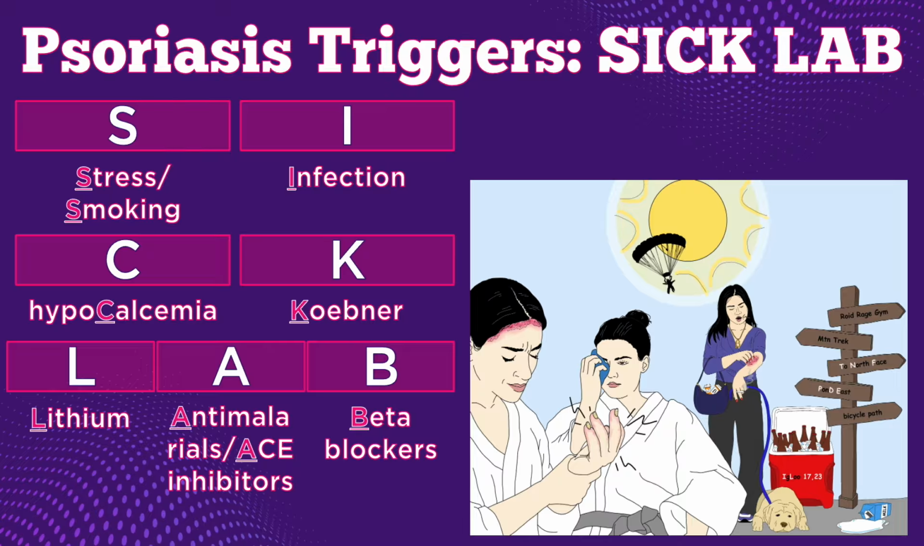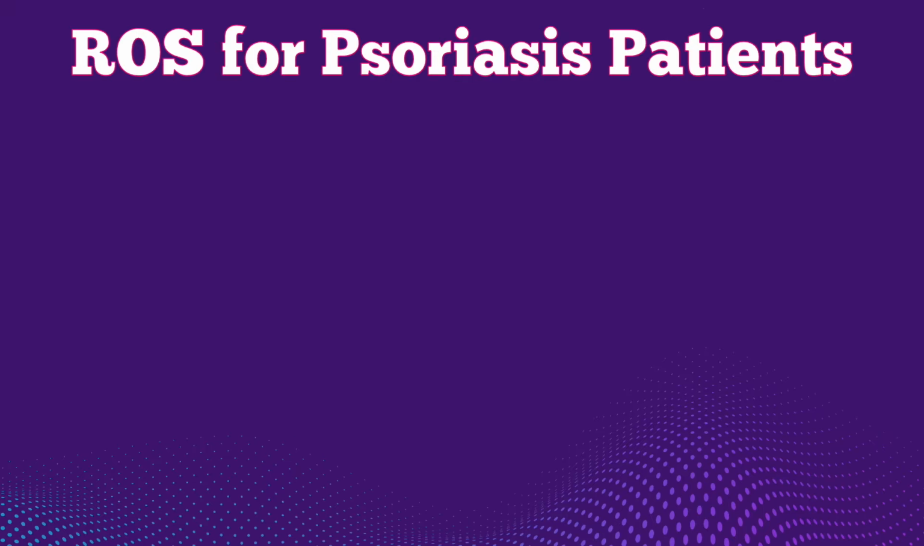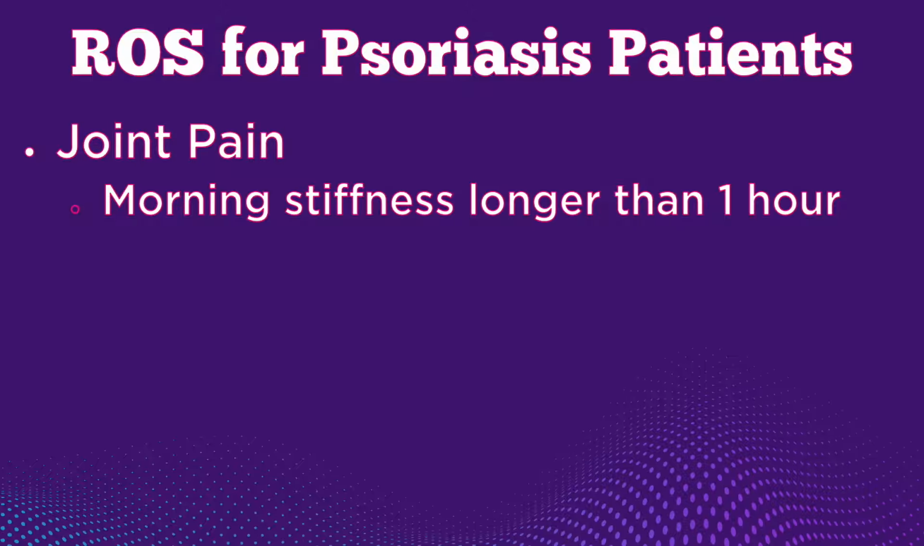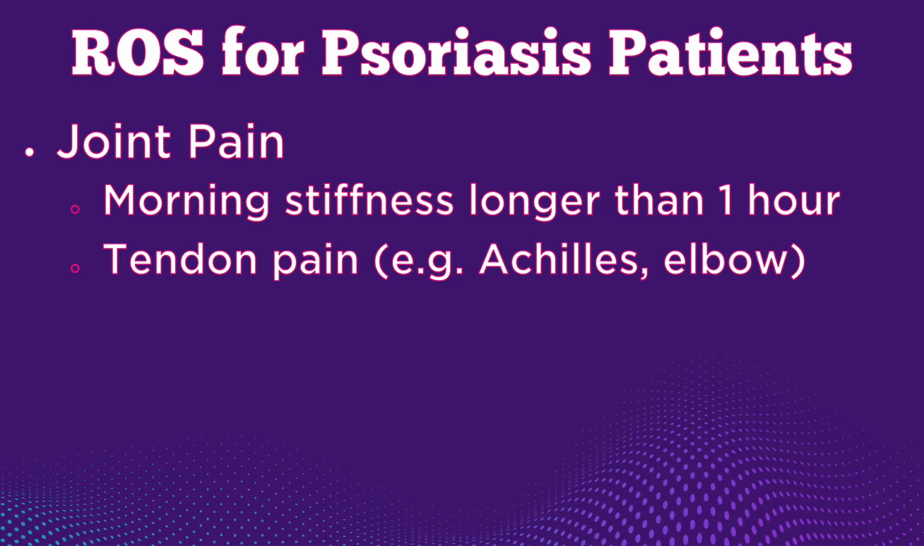Next, look at the patient's med list and see if they're using lithium, ACE inhibitors, antimalarials, or beta blockers. Next, you ask a review of systems specific to psoriasis patients. Do you have joint pain? If yes, is there morning stiffness for longer than an hour? Do you have tendon pain, such as your Achilles or at your elbow? How has your mood been?